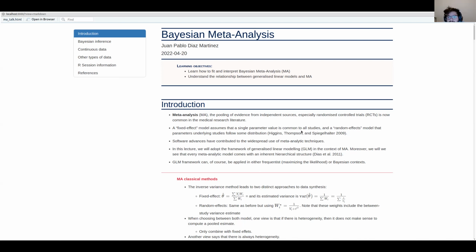As I mentioned in my learning objectives, we're going to see how a meta-analysis can be seen as a generalized linear model. We're also going to see it as a hierarchical model, because the idea behind meta-analysis comes from an inherent hierarchical structure, and we're going to speak a little more about that in a bit.